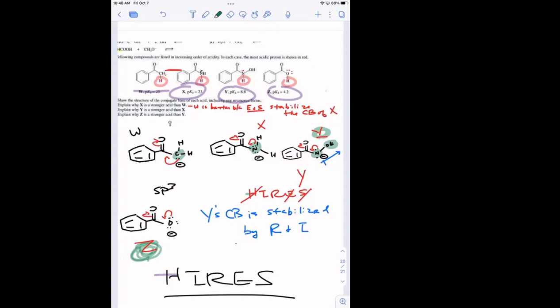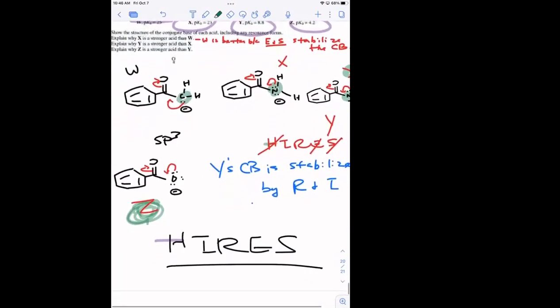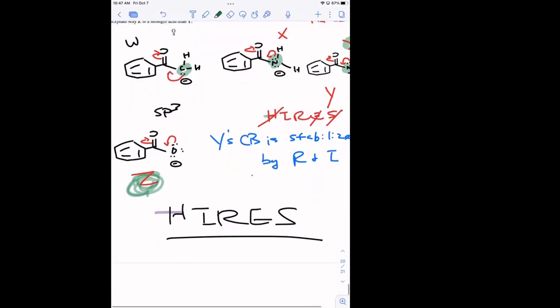So now we get into some nuance. The main difference, so it might be a little more technical. Oxygen is more electronegative in this case. So we can say that for the last one, comparing Z and Y, the conjugate base for Z is stabilized by what? Electronegativity, that's right, and what? Resonance.